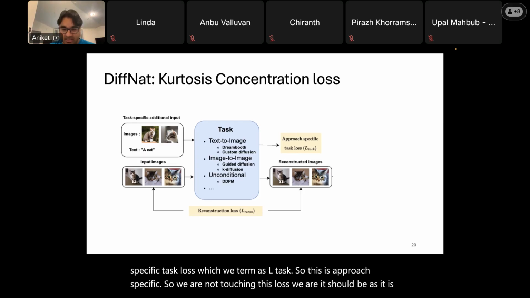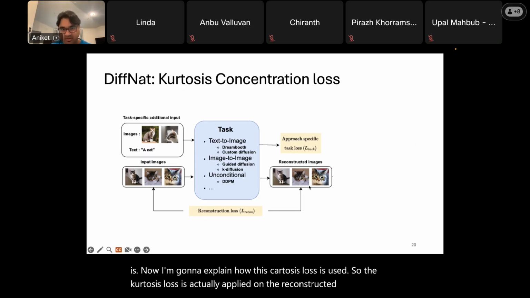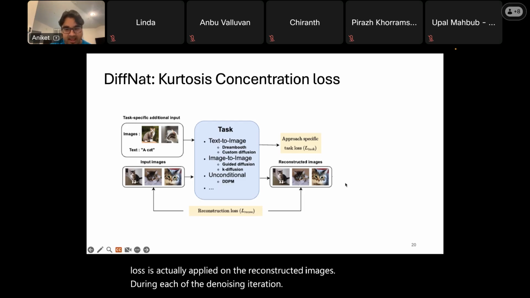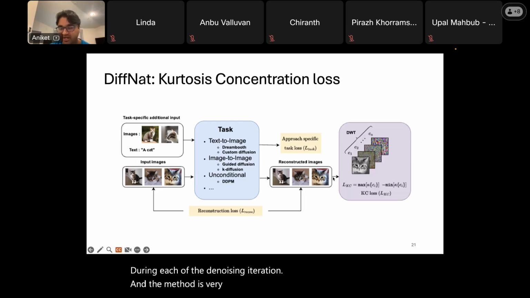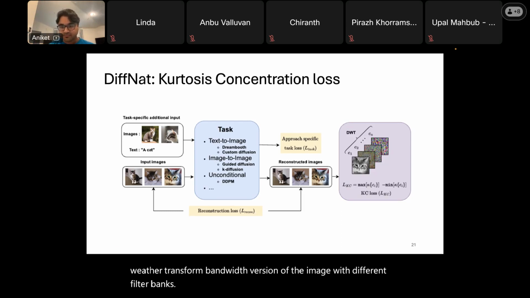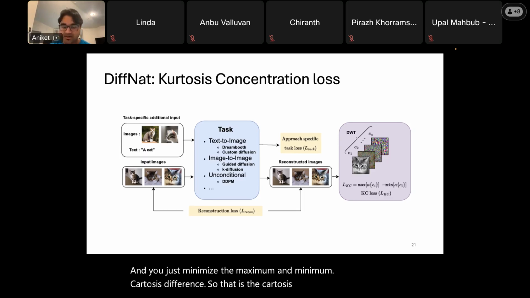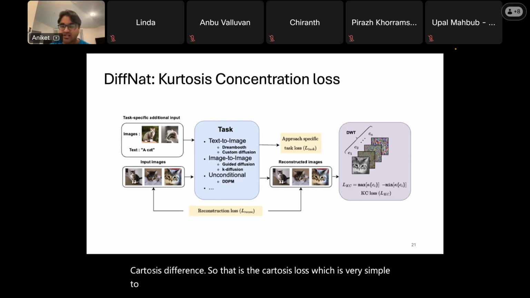Now I'm going to explain how this kurtosis loss is used. The kurtosis loss is actually applied on the reconstructed images during each of the denoising iterations. And the method is very simple. On the reconstructed images, you compute different bandpass filtered versions of the images, like discrete wavelet transform bandpass versions of the image with different filter banks presented as C1, C2, Cn. And you just minimize the maximum and minimum kurtosis difference. So that is the kurtosis loss, which is very simple to use. And that's why it's very easy to apply to any kind of task or any kind of pipeline.